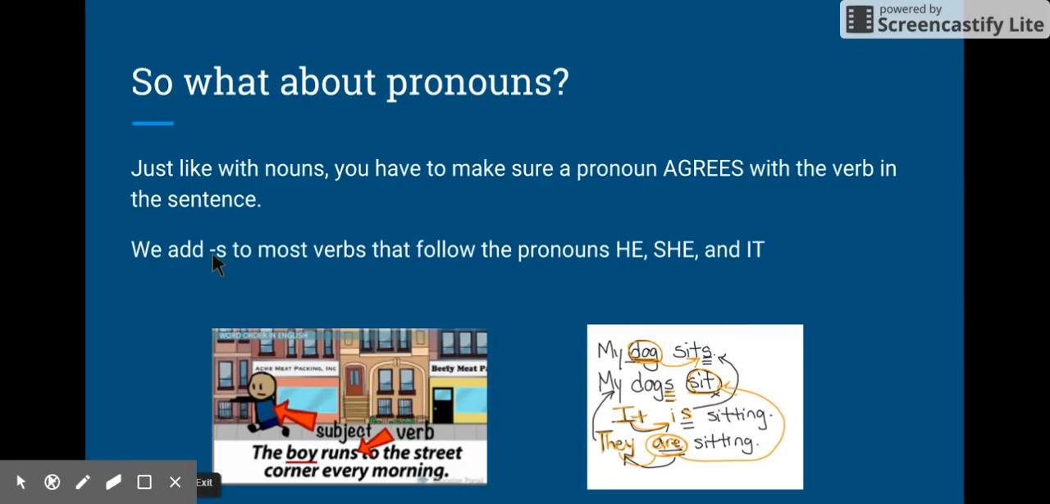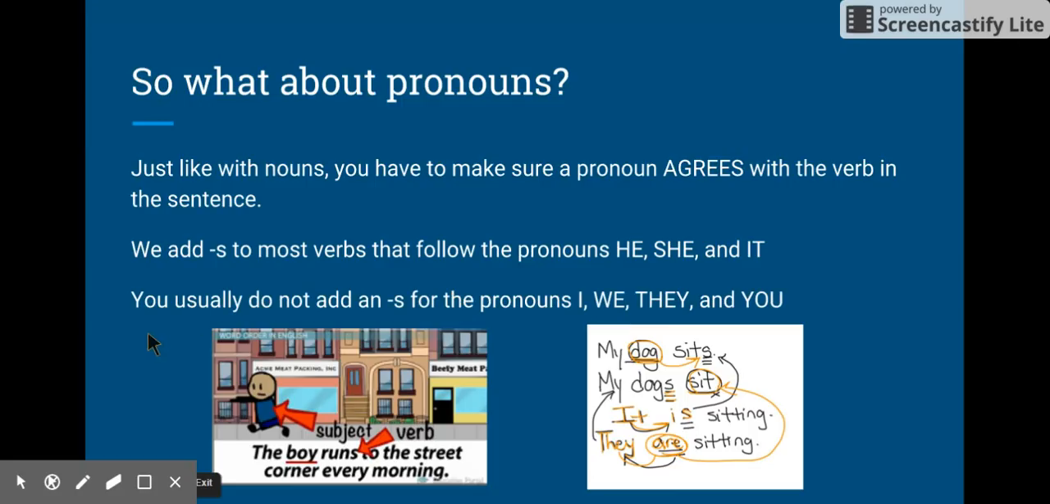We usually add an S to most of the verbs after he, she, or it. Okay, those three words, he, she, or it, you're going to add an S usually. We do not add an S for pronouns like I, we, they, and you.